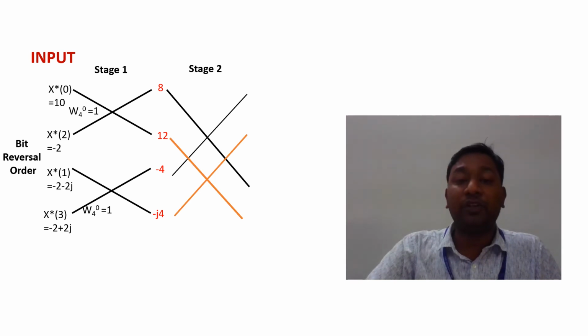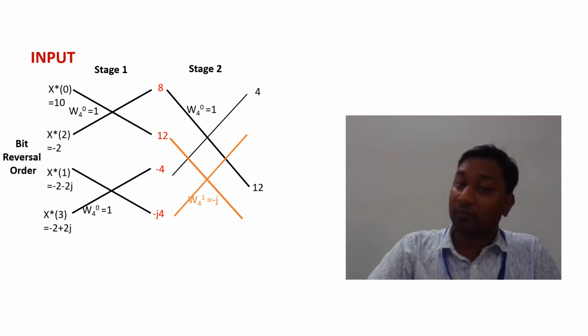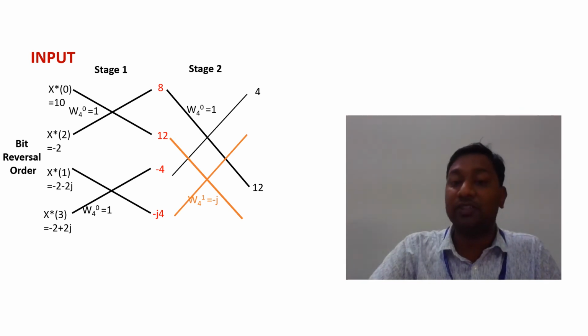The input of stage 2 is the output of stage 1, so the inputs are 8, 12, minus 4, minus j4. In the first butterfly, the inputs are 8 and minus 4, and the butterfly associated twiddle factor is omega 4 to the power 0, that is 1. So that is simple addition and subtraction. 8 minus 4, the value is 4. 8 minus minus 4, the value is 12.